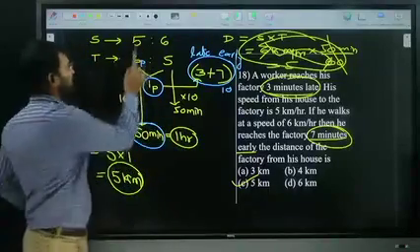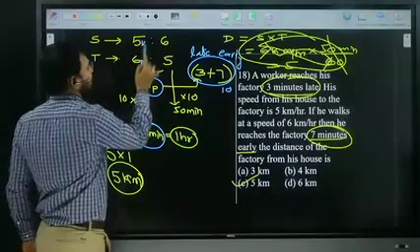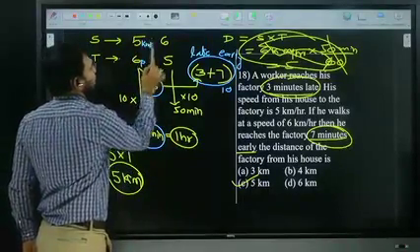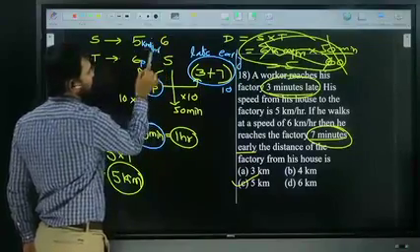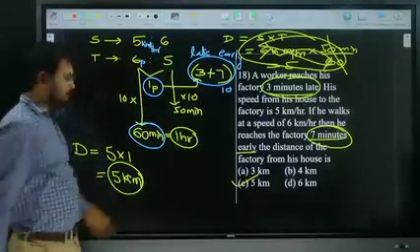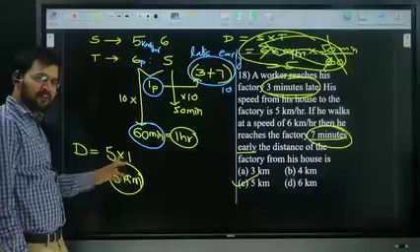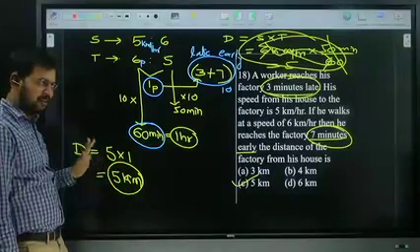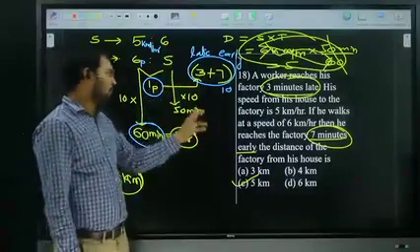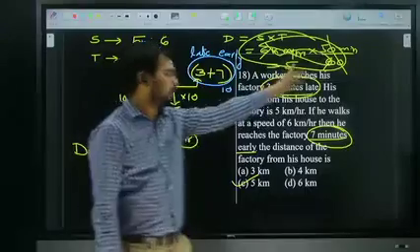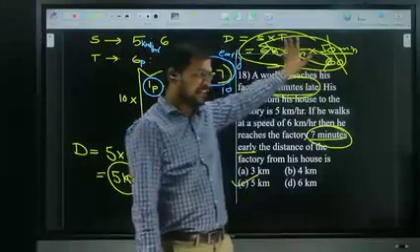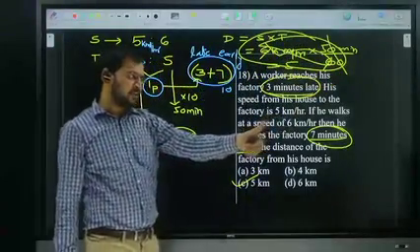Whenever he travels at 5 kilometers per hour, he took 1 hour. So therefore the distance is very easy now: 5 into 1, that is 5. We can get it directly. But if we go for 5 into 10, that is 50 minutes, and again you have to go for the unit conversion. It will take some time. Are you okay, Sunny, now?